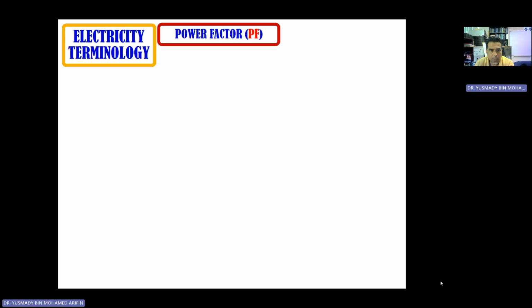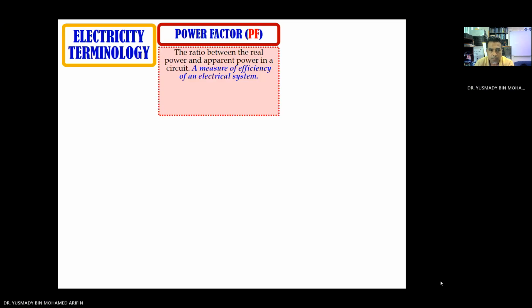Okay, other terminology for electricity is the power factor, PF. In terms of definition, power factor is the ratio between the real power and the apparent power in a circuit. It can also be used as a measure of efficiency of an electrical system. The formula for power factor PF is equal to real power W divided by apparent power VA, which is also equal to cos theta.